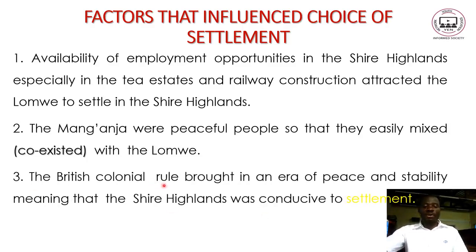And also the British colonial rule brought an era of peace and stability, meaning that the Shire Highlands was conducive to settlement. The British colonial government brought peace, whereby there was no disturbance from slavery. They were against the slave trade. So it was a conducive environment to settle, a good place to settle. That is why the Lomwe came and settled, because there was an era of peace established by the British colonial government.